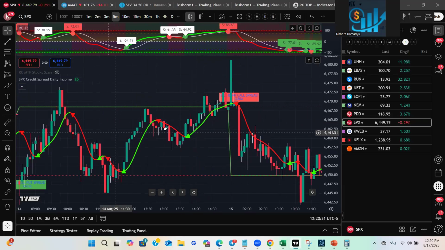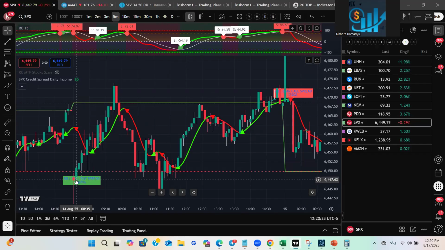For example, here on Thursday it told bull put spread. You can do bull put spread. You go a little bit below and do the bull put spread. That means price will stay above that by end of the day.